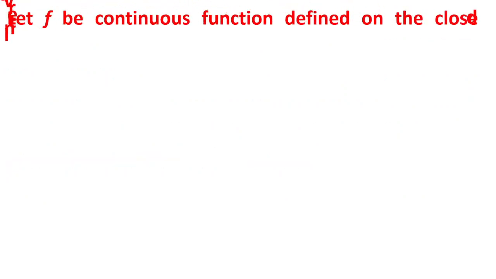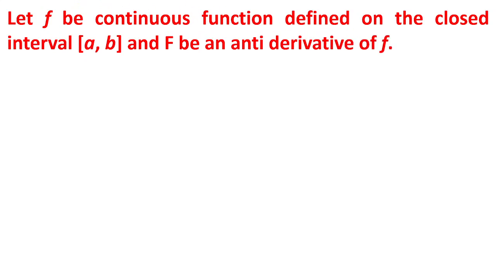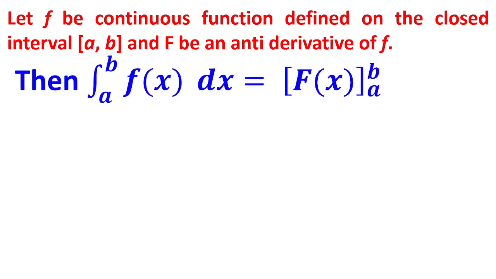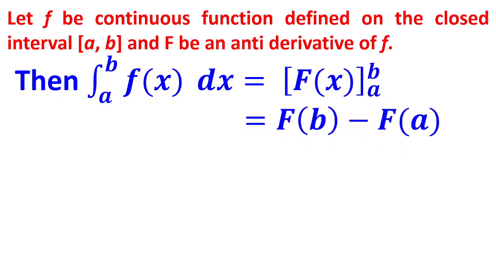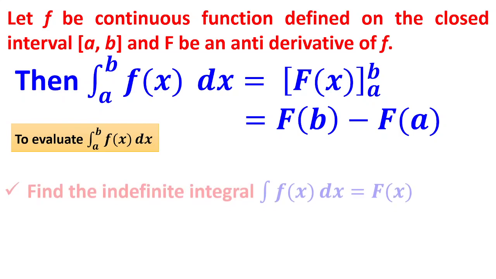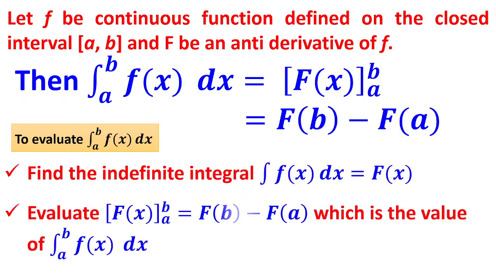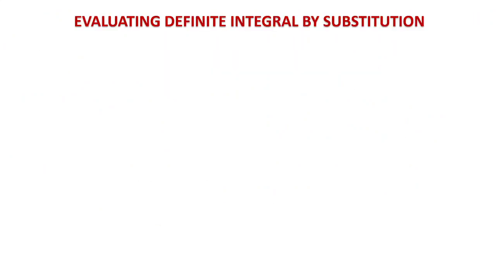Let f be a continuous function defined on a closed interval [a, b] and capital F be the antiderivative. Then the integral from a to b of f(x) dx is F(x) from a to b. We have to find the value of the antiderivative at the upper limit minus the value at the lower limit. How to evaluate it? You find the indefinite integral, then evaluate it using the values. Now, this was the basic way of finding the integral from a to b of f(x) dx.